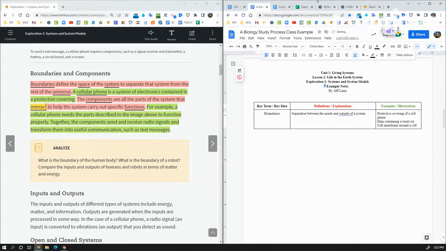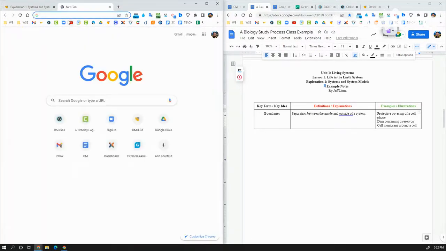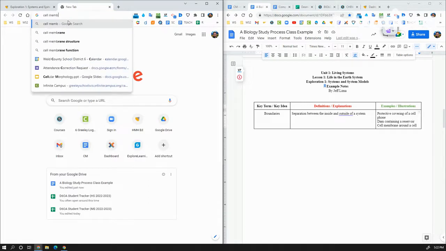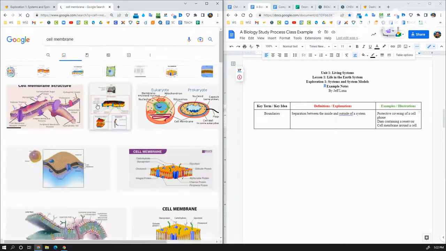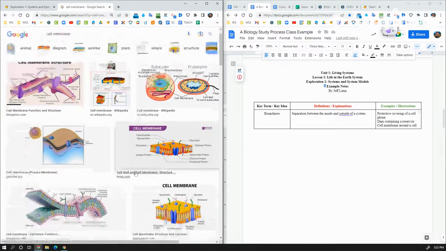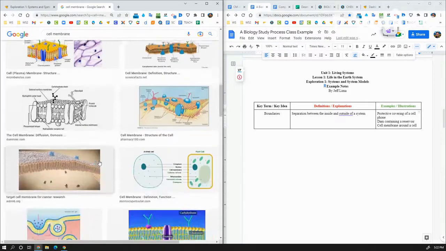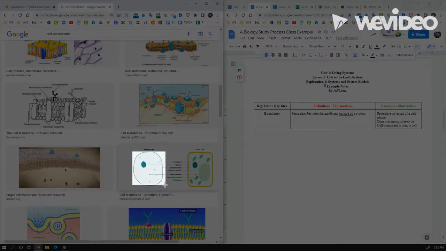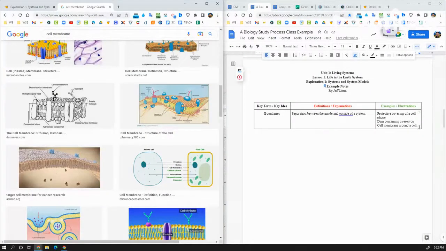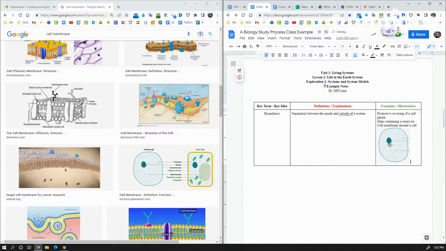Now, I could actually take this an extra layer and look up or take snapshots of pictures. So let me do a cell membrane. Find a nice little image that I can use here for the cell membrane. Right? So I want to find one that actually shows this idea of boundary. So there you go. I can use this picture here to visualize that because it has that clear boundary around the cell. Now, real cells don't look like that, but that gives me an idea of what it is. You don't always have to put a visual, but it helps if you put a visual because it helps it pop for you. So that's an example of how you do that.